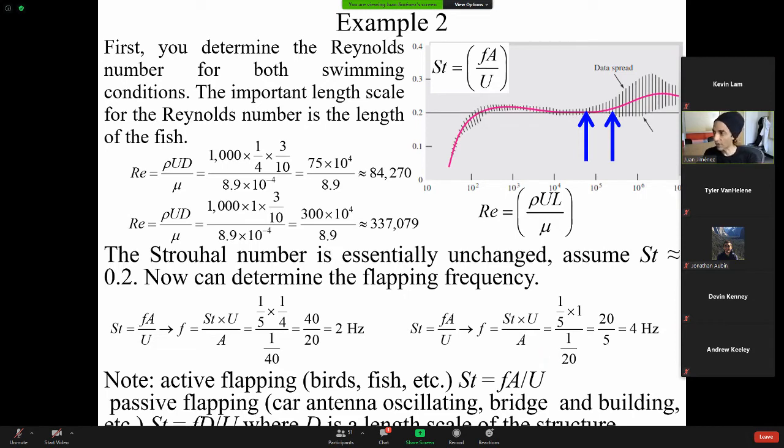Okay, so now let's transition and talk about internal and external flows.